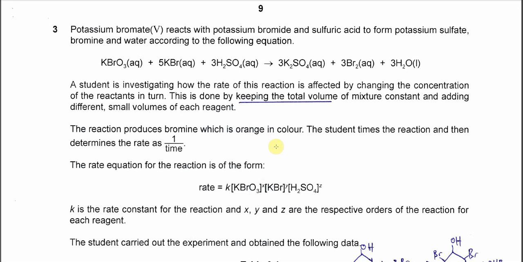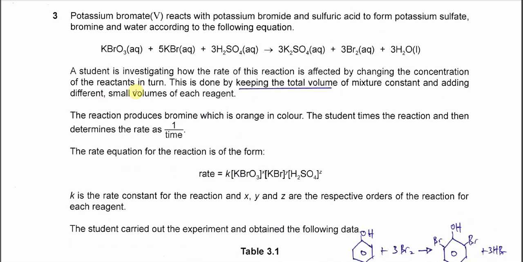Question 3. Potassium bromate reacts with potassium bromide and sulfuric acid to form potassium sulfate, bromine and water. Okay, this is the equation. Now, a student is investigating how the rate of this reaction is affected by the change in the concentration of the reactant in turn.